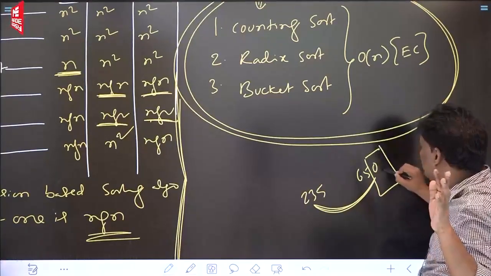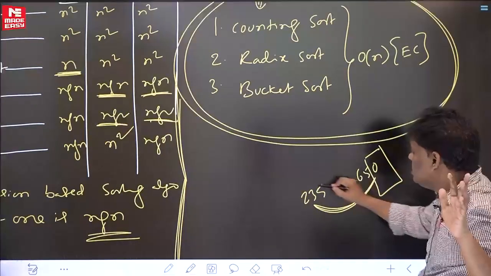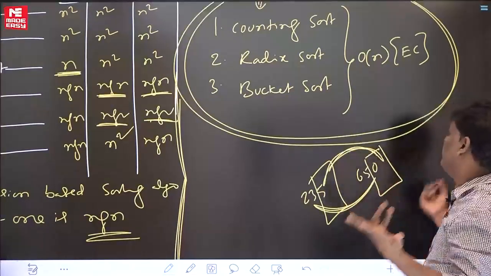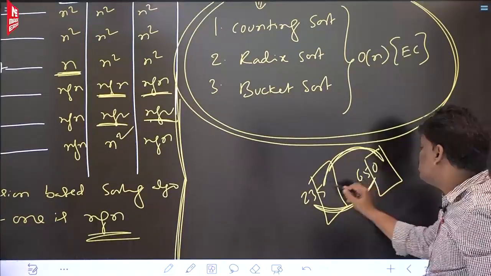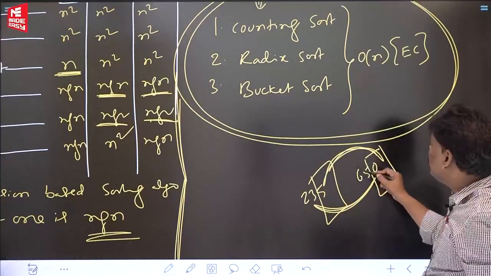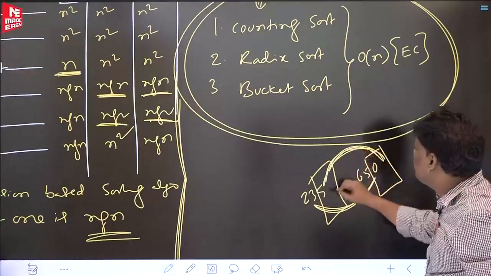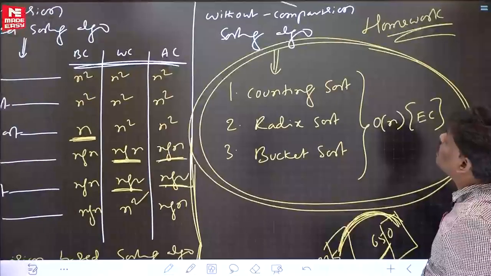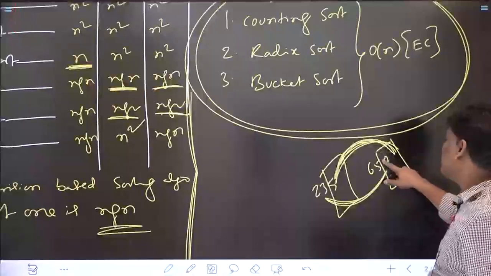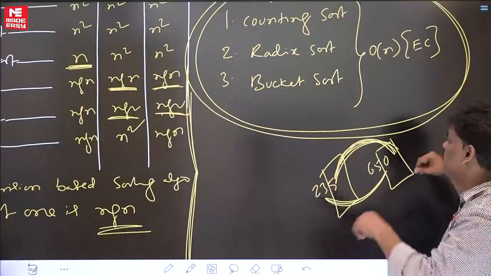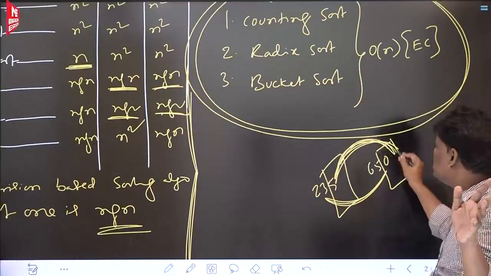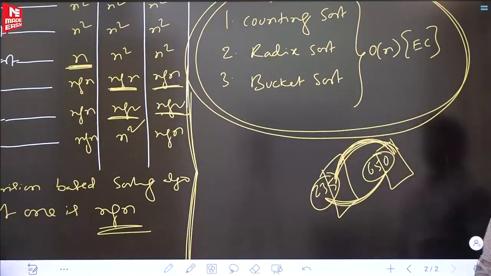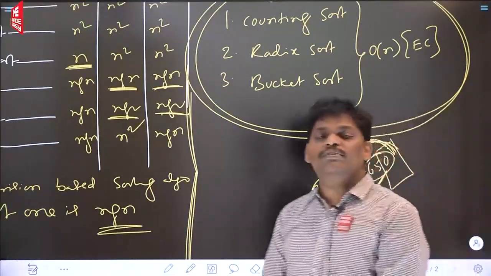What is the first digit here? 0. In this one, what is the first digit? 5. You may compare these digits. You are not comparing the elements directly, you are comparing the digits. That is the reason it is called a non-comparison sorting algorithm: you are not comparing elements directly. You may be comparing in some other way. Digits maybe you are comparing, but the numbers you are not comparing directly. Please take care. This is very simple.